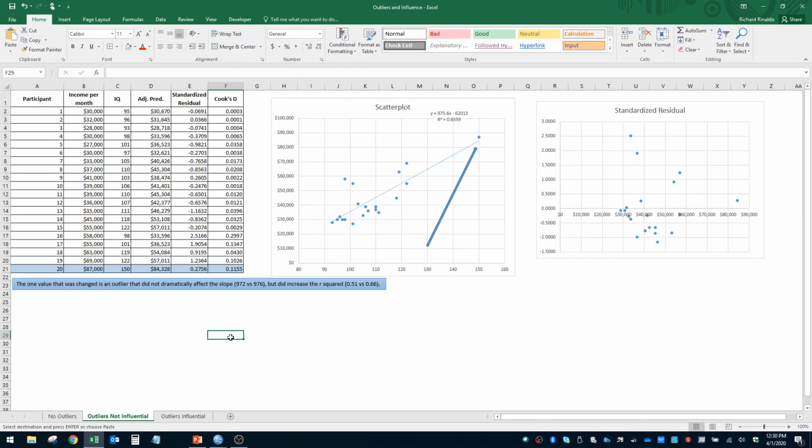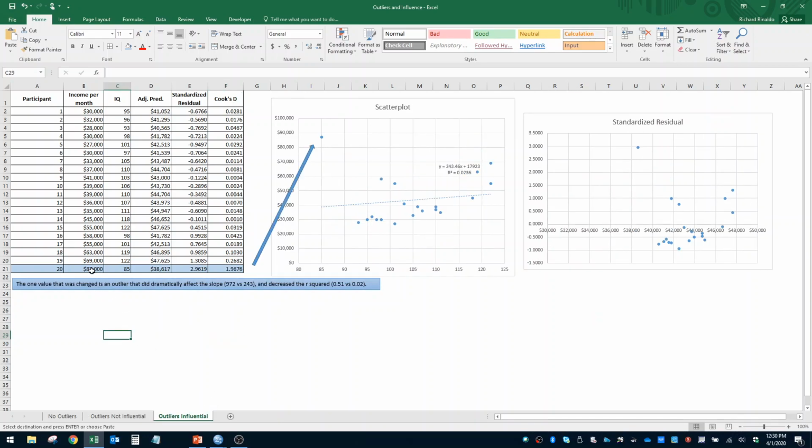Now the next data set is going to be one where I have an outlier that is extremely influential. What I've done is I've kept the income at 87,000, but I've dropped the IQ down to 85. So this could be a trust kid, coming from a super wealthy family. It could be some form of royalty, could be some inbreeding, I don't know, but very low IQ, but a fairly substantial income. And that point is over here. Now, that is an outlier that's extremely influential.